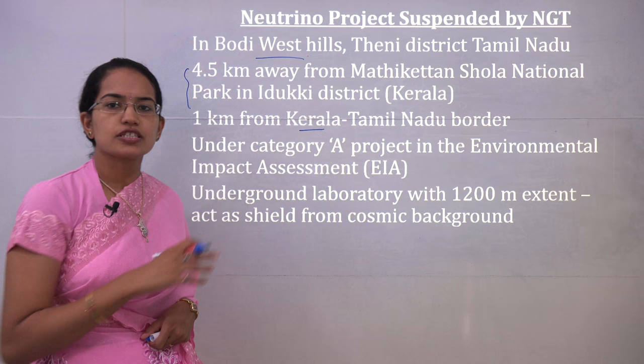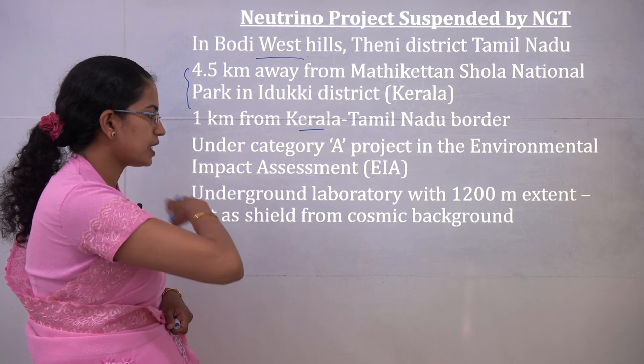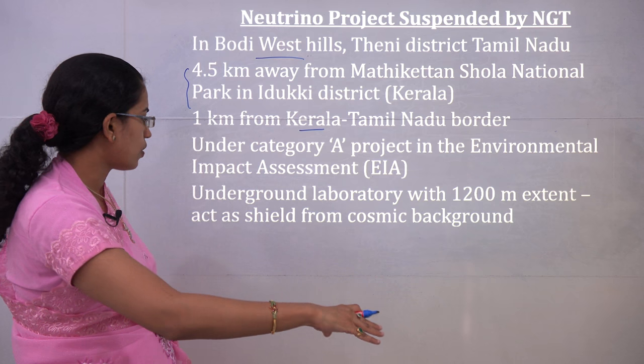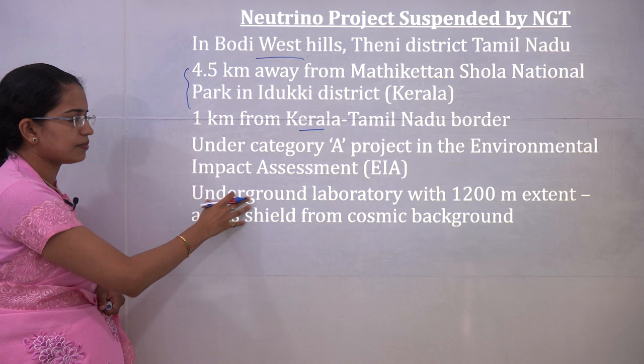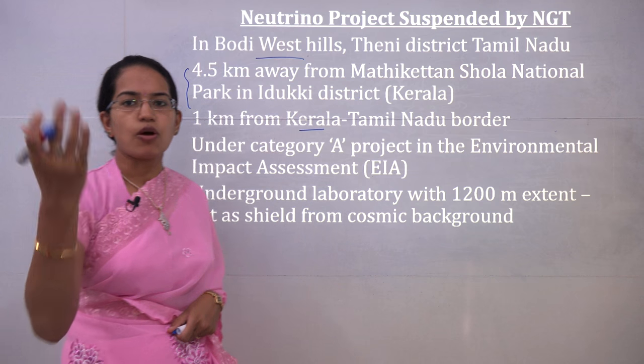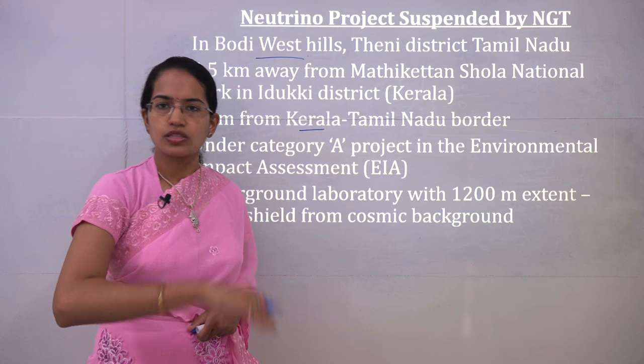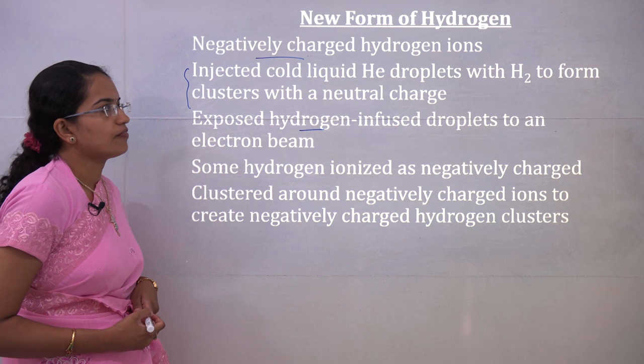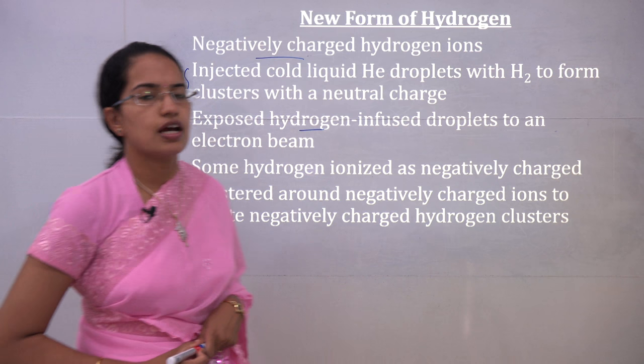But the idea for this Neutrino project was, this would be a kind of underground tunnel which would be around 1200 meters long, and this laboratory would be protected from the cosmic background because it would be underground, beneath the rock. The next is new form of hydrogen. This is again a very unique invention.